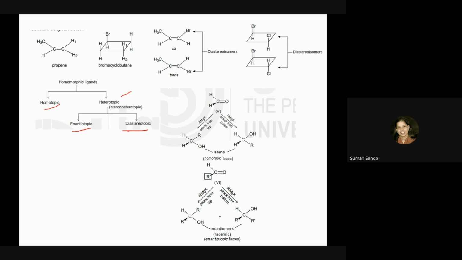Suppose in this case, in formaldehyde, when we do the Grignard reaction, whether the Grignard reagent is going to attack from the top, it is going to give the same alcohol in both cases. But in an aldehyde other than formaldehyde, if we attack with the Grignard reagent, that will give us two alcohols which are exactly the mirror image of each other. So that we can just say that these would be enantiotopic faces.